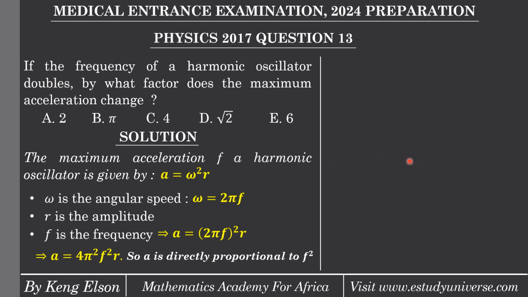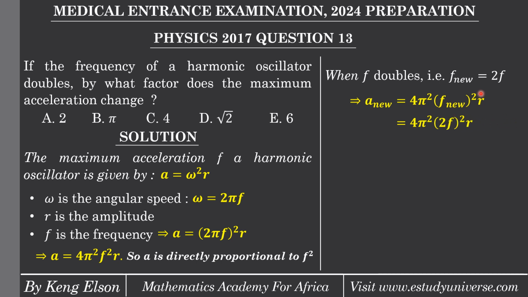But anyways, let us analyze it theoretically. If the frequency doubles, it means that the new frequency is 2 times the original frequency. First of all, the new acceleration is 4 pi squared times the new frequency squared times r. This r is the maximum displacement, that is the amplitude. It is constant. So I'm going to replace my new frequency with 2 times the original frequency. Doing that, we have 4 pi squared times (2f) all squared times r.